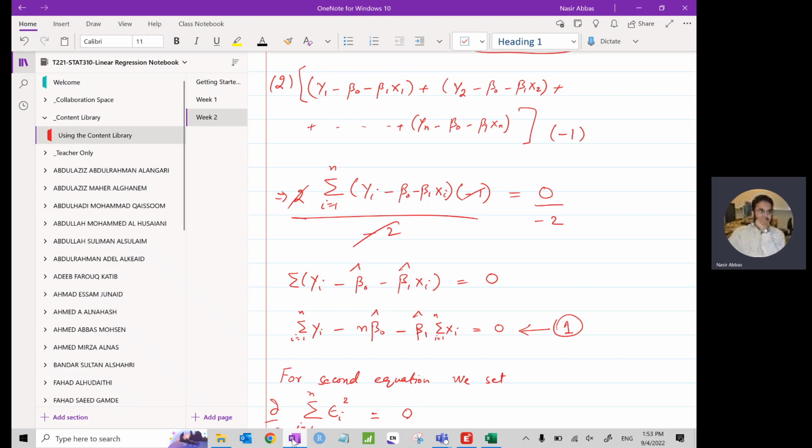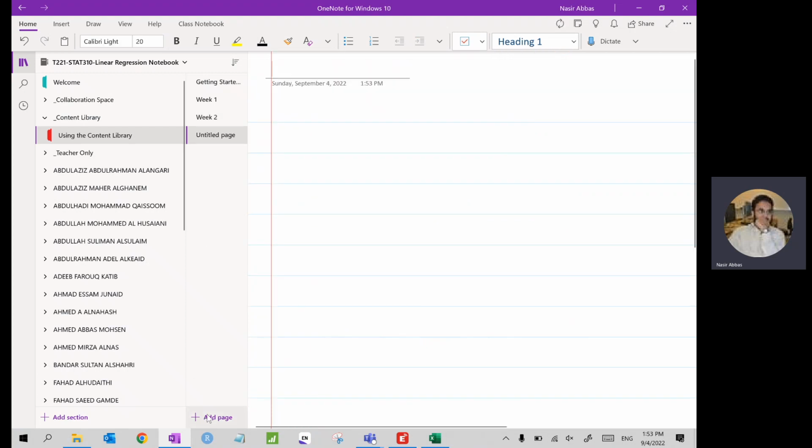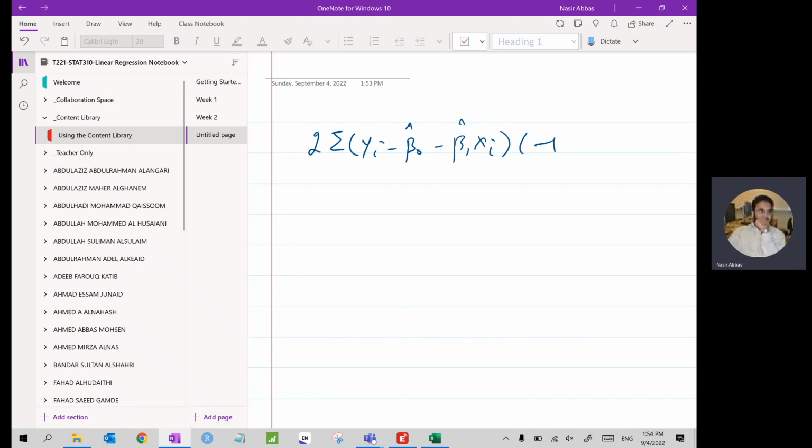So here the other derivative is positive 1, right? Yeah, I'll show you now. I take this equation. The equation is 2 times summation of yi minus beta naught hat minus beta 1 hat times xi times -1. This is the first derivative. Another derivative. Now I take -1 outside before taking. It becomes -2 summation of yi minus beta naught hat minus beta 1 hat times xi. Now I take another derivative.